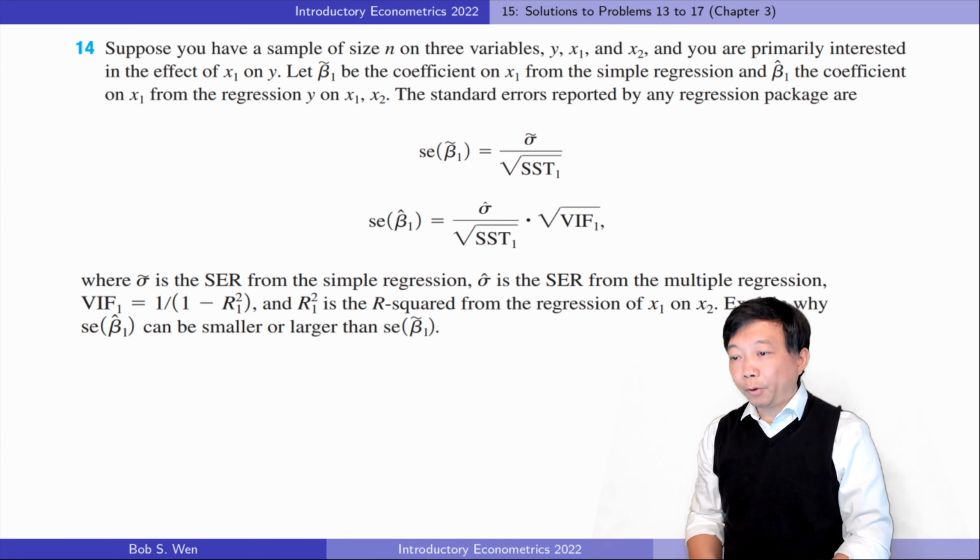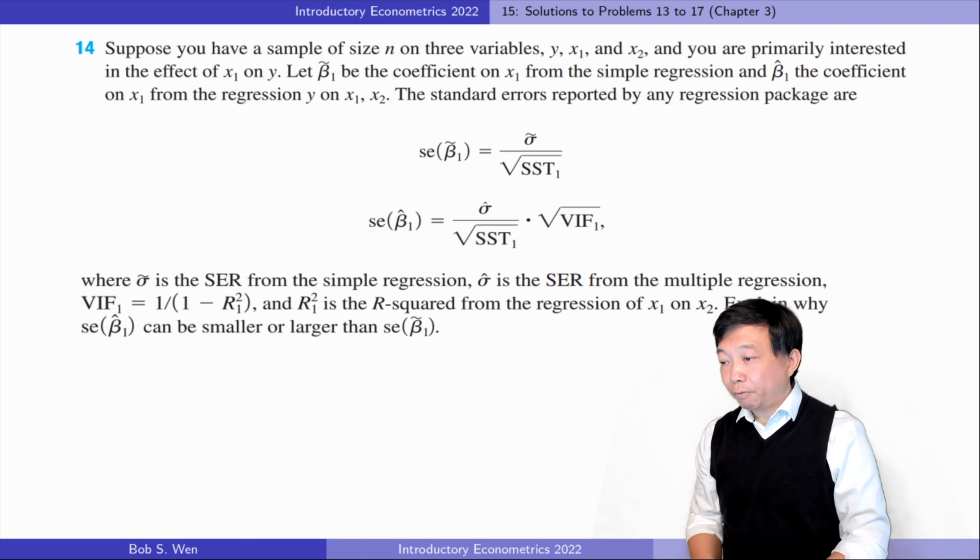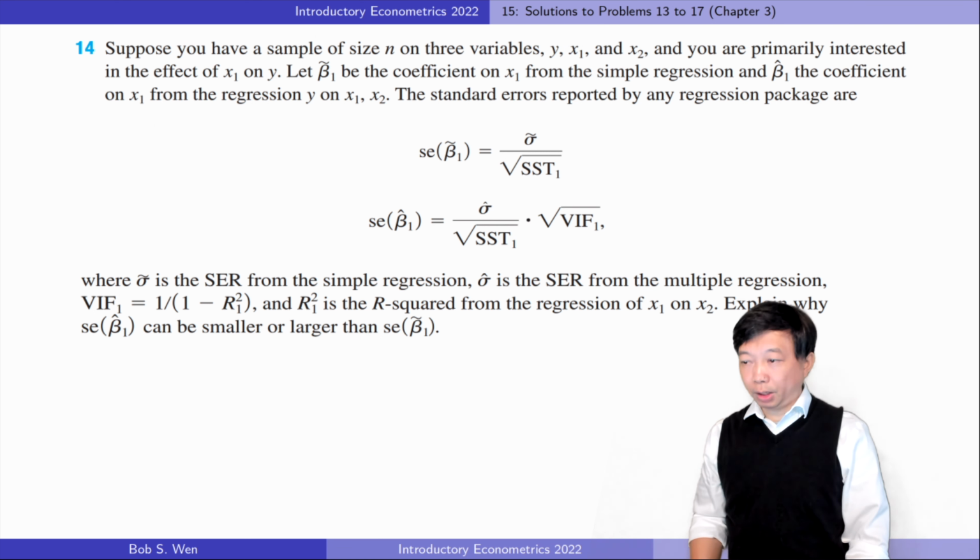Let's do problem 14. Suppose you have a sample of size n on three variables y, x1, and x2, and you are primarily interested in the effect of x1 on y. Let beta 1 tilde be the coefficient on x1 from the simple regression, and beta 1 hat the coefficient on x1 from the regression y on x1 and x2.